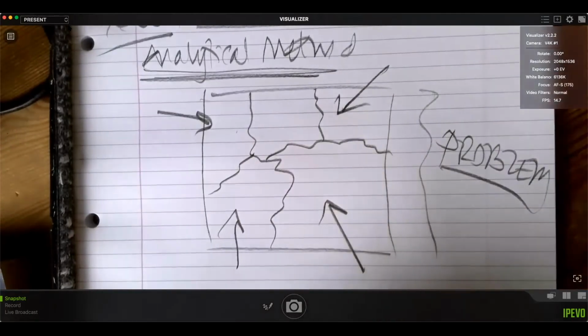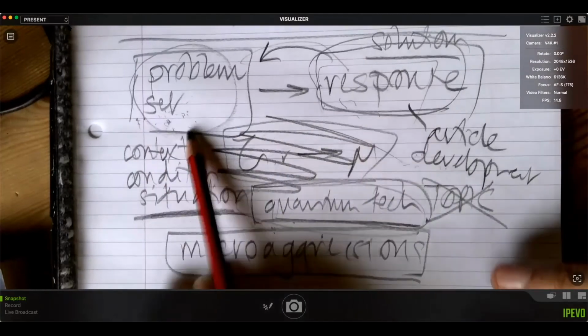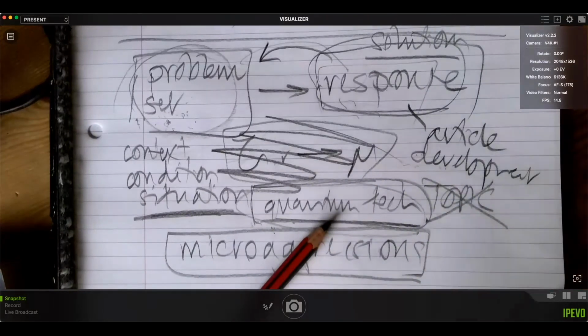So how would that apply to a particular research question that you might have? Well, the problem set may be huge. So you read an article, a journal article, and you think, well, it's talking about this, it's talking about that.